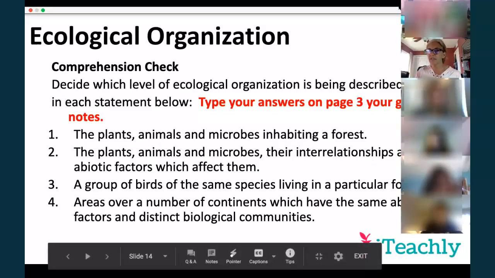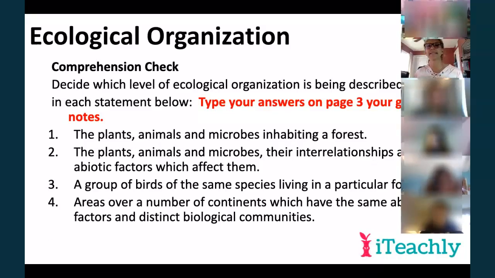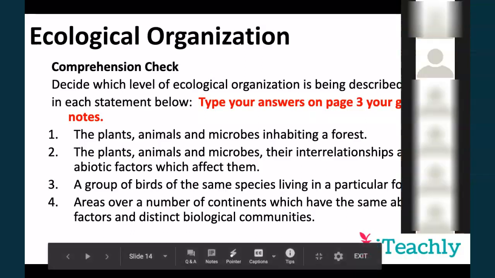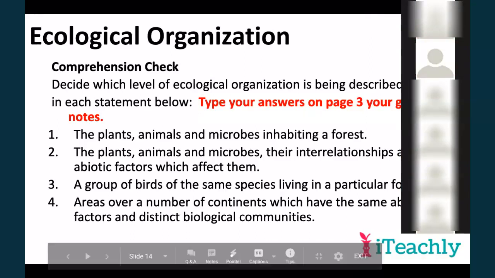Okay, so what do you think for number 1, Jonathan? Plants, animals, and microbes. Is it community? It is. Very good. Okay. Number 2, we added in the abiotic factors.